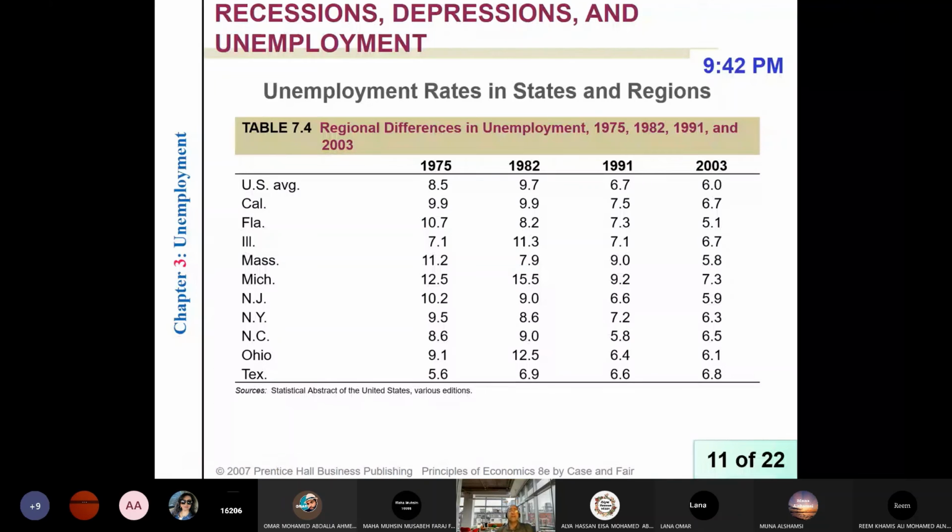What is the worst city to get employed? Look at the highest unemployment rate. I think it is 15% in Michigan. So Michigan is the worst.